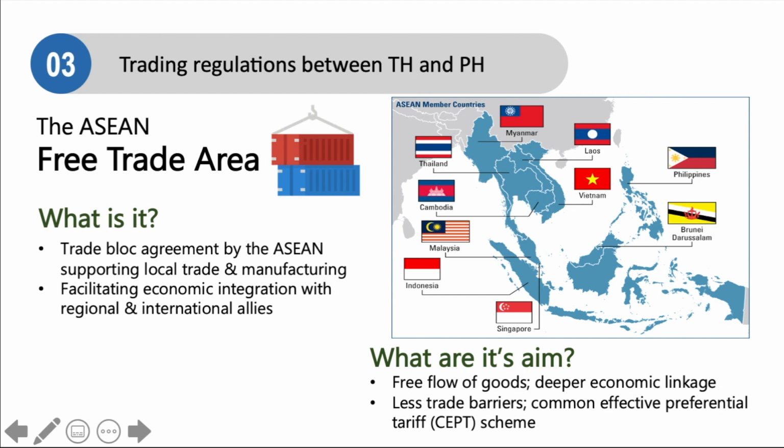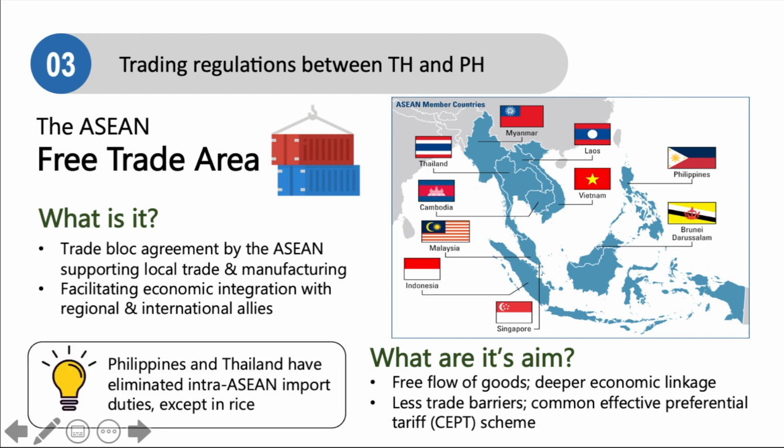So therefore, there are now fewer trade barriers, and that is through the Common Effective Preferential Tariff Scheme or the CEPT scheme, wherein this scheme indicates products with a 0 to 5% tariff range. But of course, the rules of origin must apply, meaning that your product must be wholly produced or partly produced in that country. So the Philippines and Thailand have eliminated intra-ASEAN import duties except on rice. And I'll discuss that in a bit.